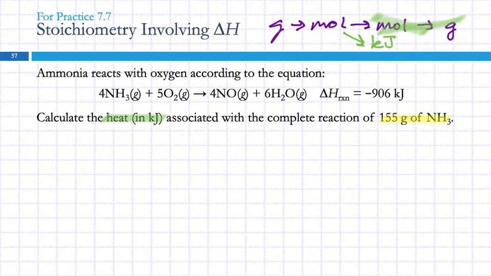Because in terms of moles of ammonia, which is what we're going to be talking about, this is negative 906 kilojoules for every 4 moles of ammonia. The chemical equation is telling me that. Any questions about that?